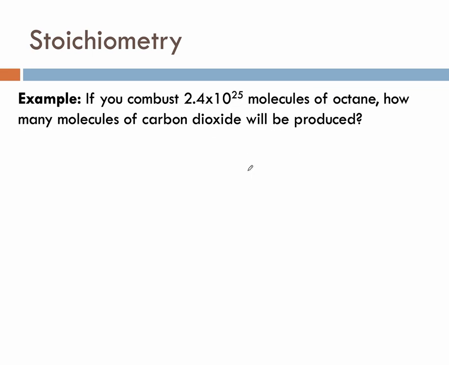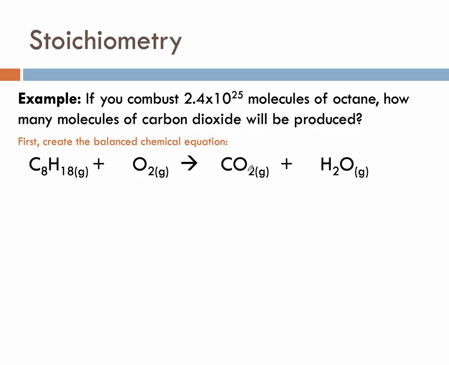All right, let's try that with a real example so that it makes a little more sense. Let's say you're combusting 2.4 times 10 to the 5 molecules of octane. We want to know how many molecules of carbon dioxide are produced. So let's assume this is complete combustion. In complete combustion, your balanced chemical equation will look something like this. So we'll start with octane.